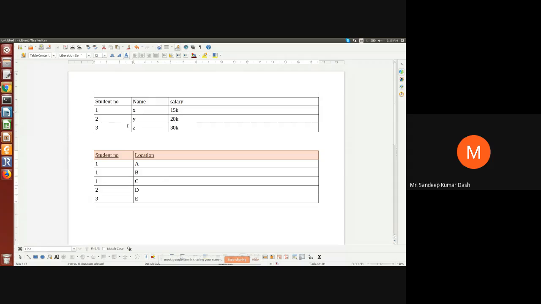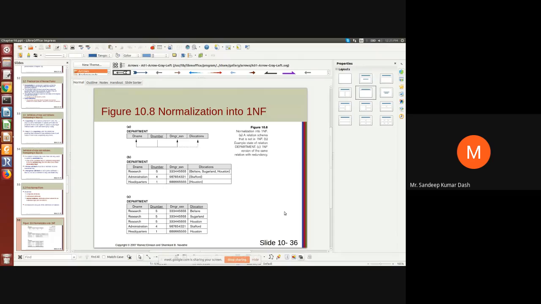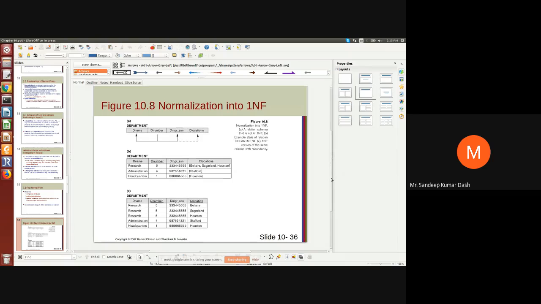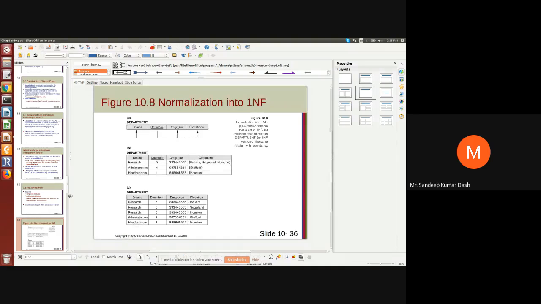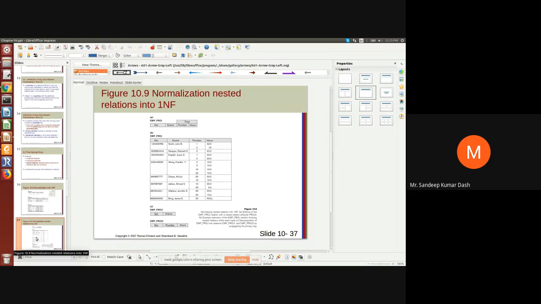Fine. Clear with normal form 1 or any doubt? No doubt? Okay. It's not that hard. So having no doubt is okay.